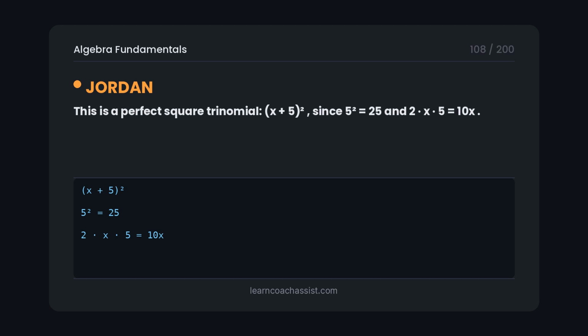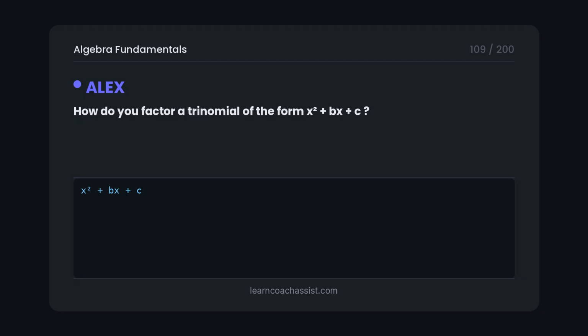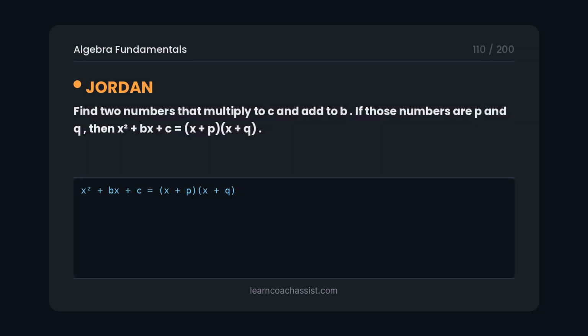How do you factor a trinomial of the form x^2 + bx + c? Find two numbers that multiply to c and add to b. If those numbers are p and q, then x^2 + bx + c equals (x + p)(x + q).